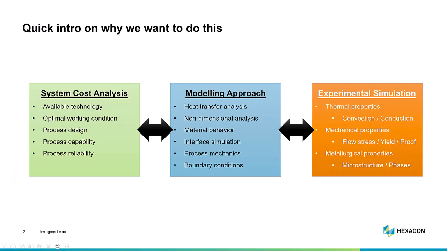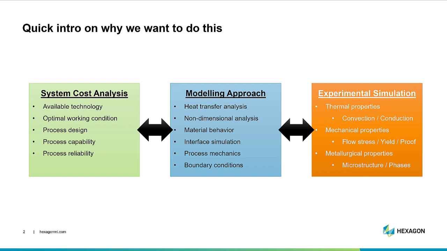So when we have a project at hand, we need to do three types of analysis here. We start from a system cost analysis, we do a modeling approach, and then we look at experimental simulations, for example. From a system cost analysis, we need to know what technology is available, what kind of process we want to tackle, and how reliable our results are going to be. The modeling approach is going to analyze what's happening at the process level or at the material level, depending on what we want to do and what results we want to achieve.